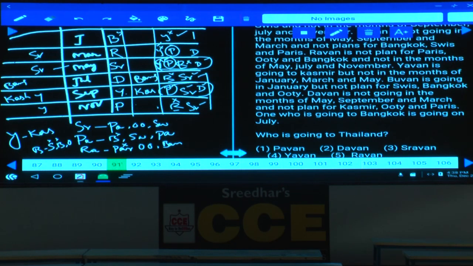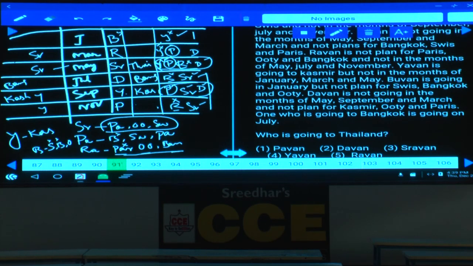Now let us check out with this Ravan. Now this Ravan cannot be Paris, Ooty and Bangkok. Paris, Ooty, Bangkok and Kashmir are also ruled out. Then what is the only thing for this one here? Now from here onwards, let us check out for these places. Now this Ravan is not visiting Paris, Ooty and Swiss. Shravan, Paris ruled out, Ooty ruled out, Swiss ruled out, Bangkok ruled out, Kashmir ruled out. Then what is left over here for this one? Thailand. And this Ravan is for Thailand.